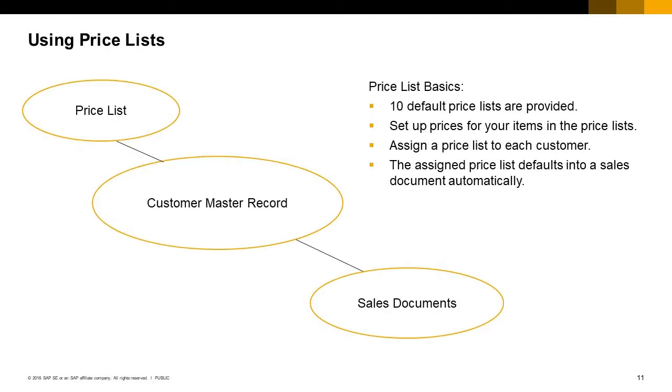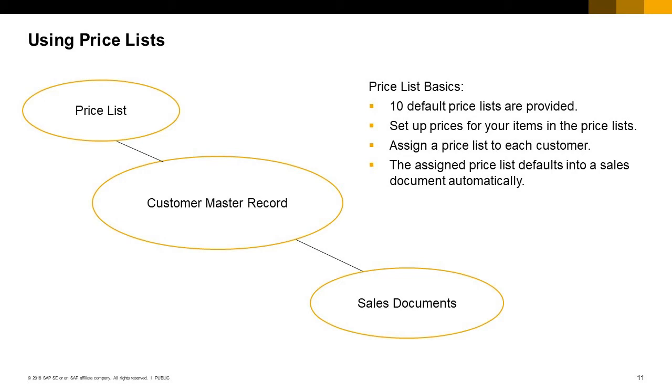When you enter an item into a sales document, a price is automatically found. How does this work? SAP Business One provides 10 default price lists. You then set up prices for each price list for your items. Of course, you do not have to use all 10 price lists, but they are provided to you so that you can offer different prices to different groups of customers.